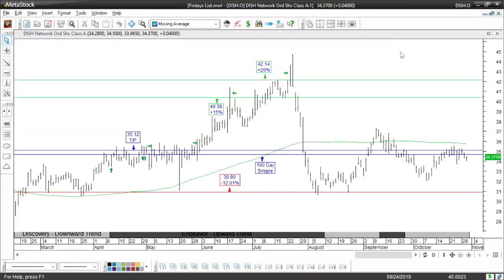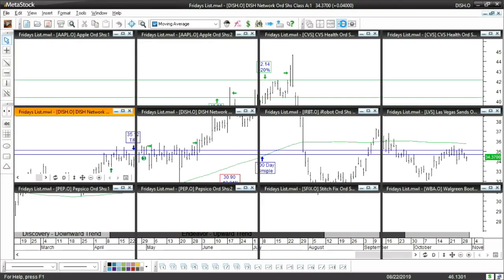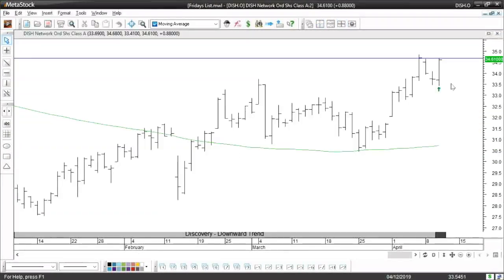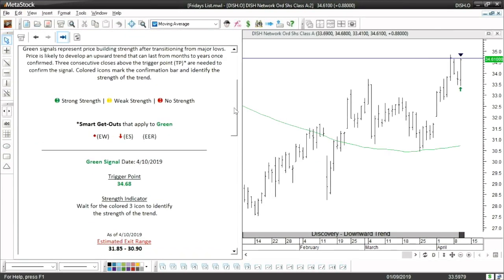This is DISH, symbol DISH, okay? And here we had a green arrow back on 4/10 of 2019. So I'll go back to the day we had the arrow. I'll come up to view. I'll check my commentary. 34.68 is my trigger point. I'll put my line in at 34.68. Okay.